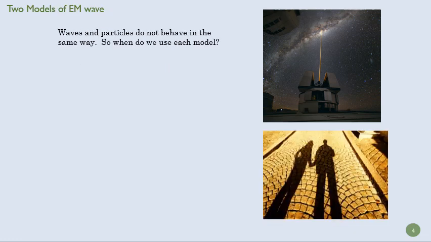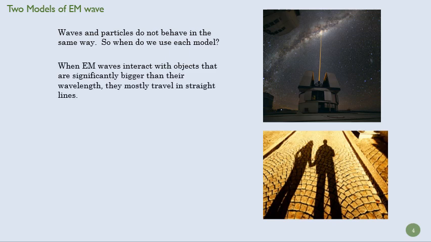Okay, so when do we use each of these different models? The general rule is that when an electromagnetic wave interacts with an object bigger than its wavelength, we're going to think of it as traveling as a particle or as a ray. Okay, what's a wavelength of visible light? Very small. So in almost all ordinary everyday situations, the ray model for light is going to work pretty well for us.